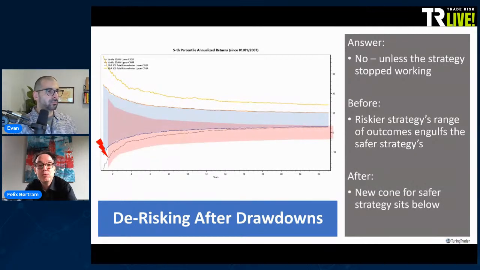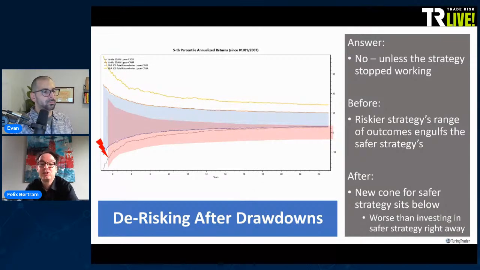Now what that means is we're moving that cone down. And now the important part here is we're hurting everything. So we now have a worse pessimistic outcome. We have a worse optimistic outcome. Everything is much worse than it would have been had we invested in the safer strategy right away. So it is important to really understand how risky the strategy is and then stay the course. But pulling the plug after you had a drawdown, that is a terrible idea. And these charts make that very clear.